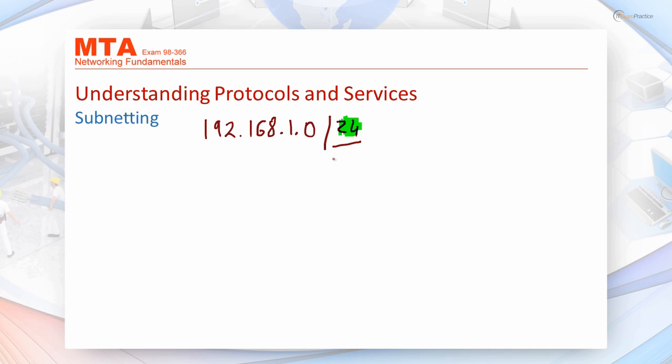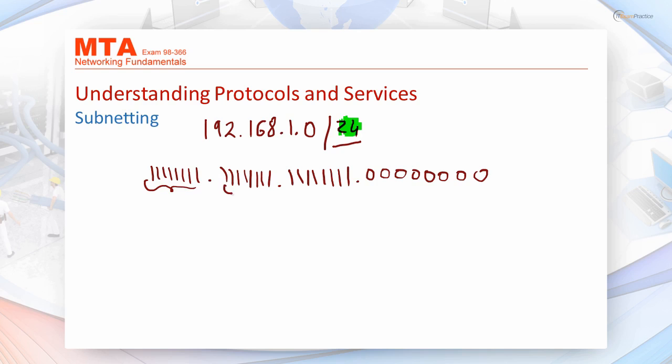And you all go, what do you mean? Here we go. 24 ones. Let me do that for you. 1, 2, 3, 4, 5, 6, 7, 8. Again, 8, and again 8, and again 8. That is in binary. If you convert all these numbers back to decimal, you will get 255.255.255.0.